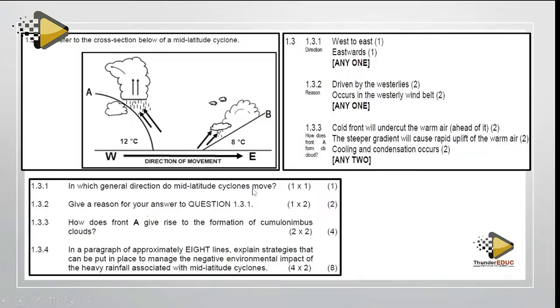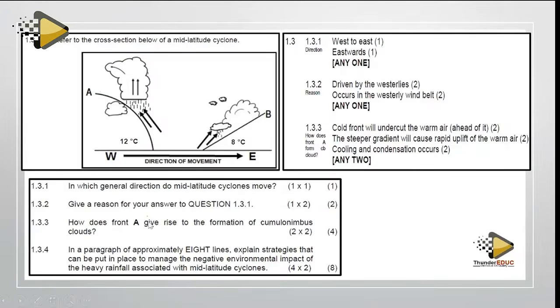Why do mid-latitude cyclones move from west to east? Your answer here, west to east, is because they are driven by the westerlies, or they are steered by the westerlies, or occur in the westerly wind belt. How does a front A give rise to the formation of cumulonimbus clouds?